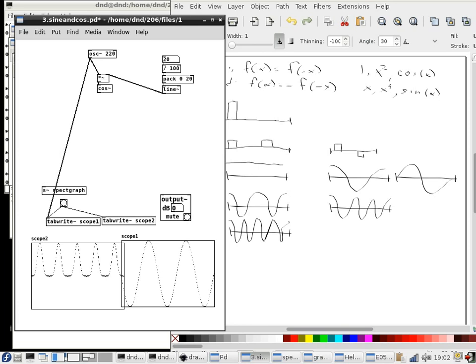All right. Now what I'm going to do is try a nice trigonometric function, like cosine, and see what that does as a wave shaper. So once again, I'm going to want to be able to hear the original sound.